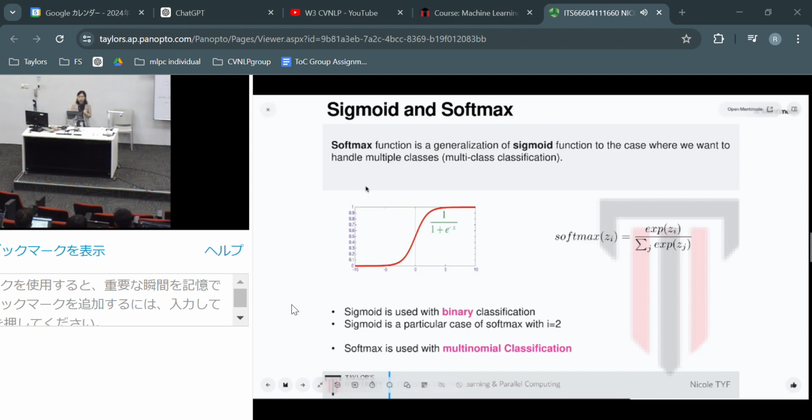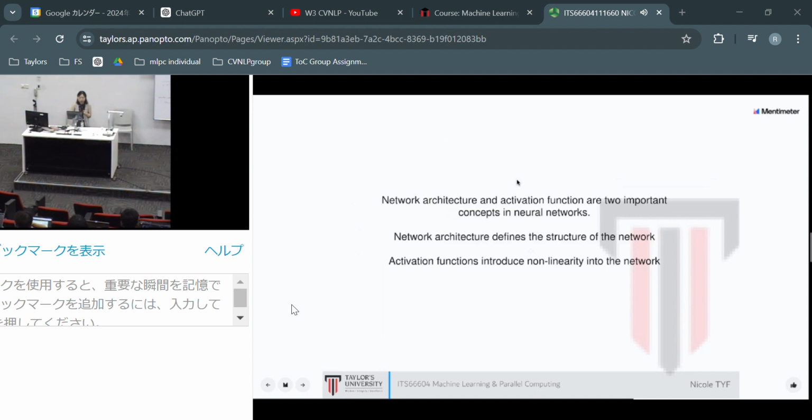So what we just discussed is that neural network architecture and activation functions are two very important concepts in neural networks. While the network architecture defines how the structure will be, the activation function is responsible for introducing non-linearity to the network. And these activation functions have to exist in every single neuron. All good?